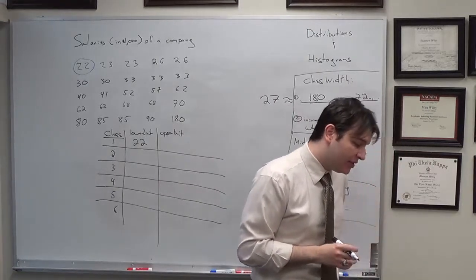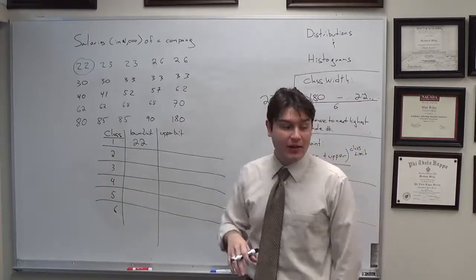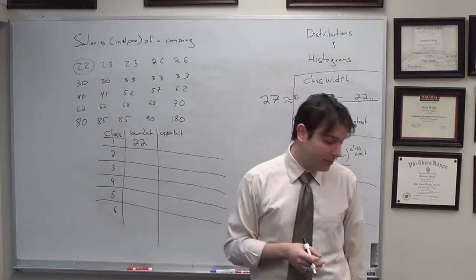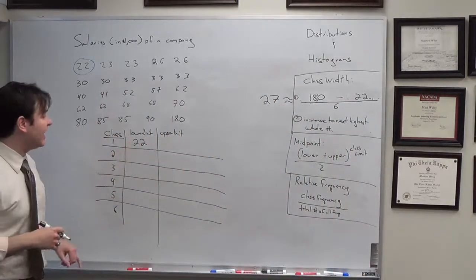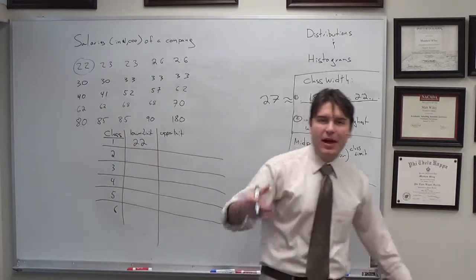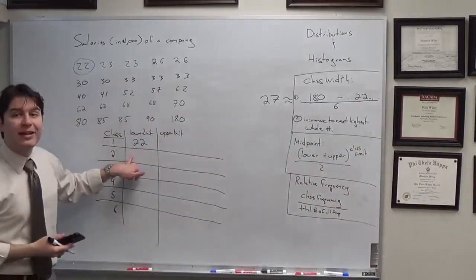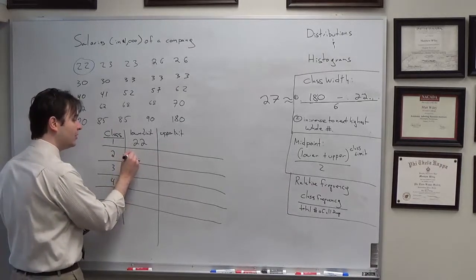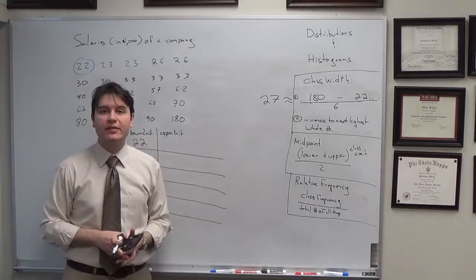Once we've got the lowest class limit, the class width, this number 27 here, is going to be the way that we move from number to number. So if my lower limit of the first class is 22, and my width for each class is 27, the lower limit of the second class is going to be 22 plus 27. This 22 plus this 27.